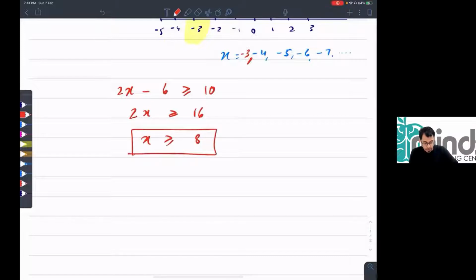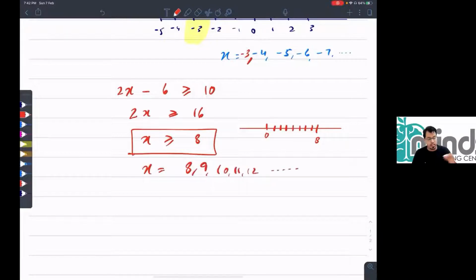You got this value. Now x is greater than or equal to 8 means, on the number line, 0, 1, 2, 3, 4, 5, 6, 7, and this is 8. Since it is greater than or equal to, 8 is included in the answer. So other possible answers will be 8, 9, 10, 11, 12, and so on. So we should have this understanding of how to determine what numbers will satisfy the inequality. How many of you are actually getting this example?